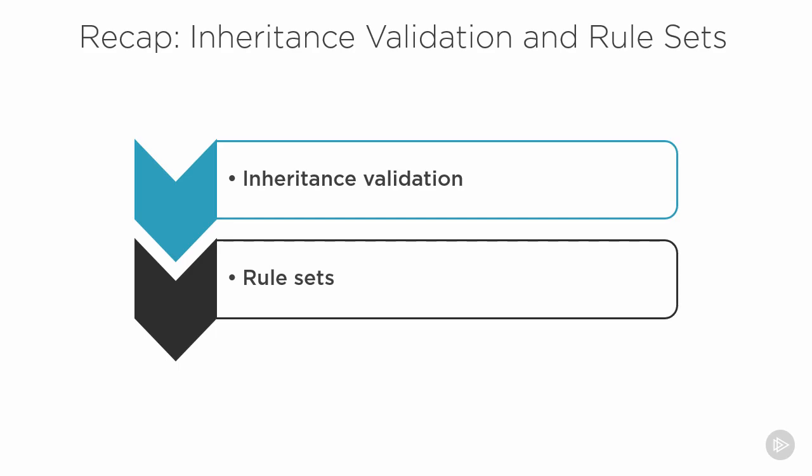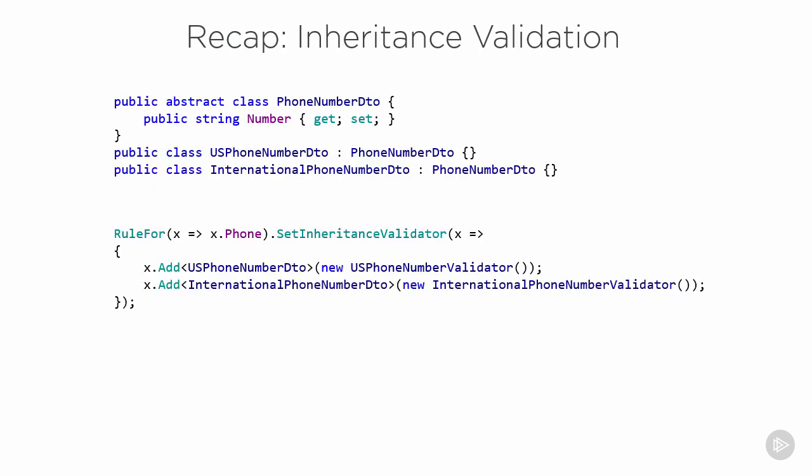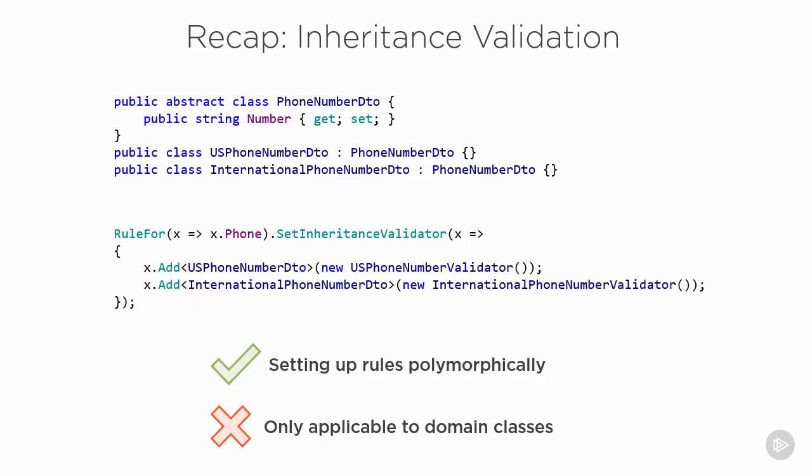In the previous two demos, we discussed two features of the Fluent Validation library: inheritance validation and rule sets. Inheritance validation allows you to set up validation rules polymorphically, meaning assign different sets of rules for each concrete class of the class hierarchy. I don't recommend using this feature because the only way to use it is to validate the domain model classes, not data contracts. This necessarily requires you to transition your domain model into an invalid state before you can validate it. We'll talk more about this anti-pattern when we'll be discussing the topic of the always valid domain model.